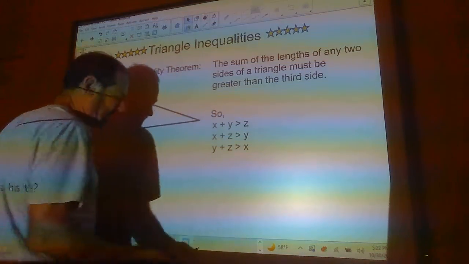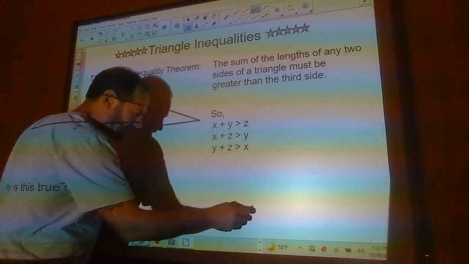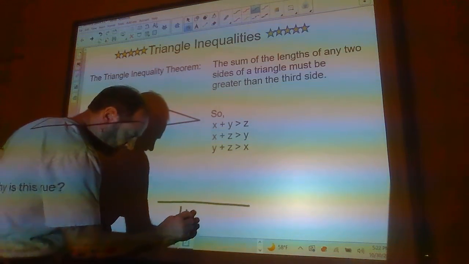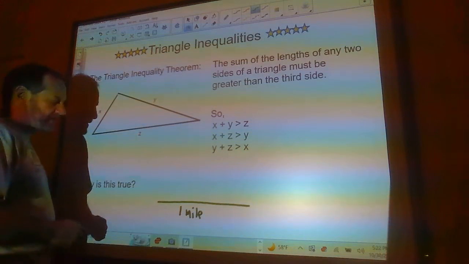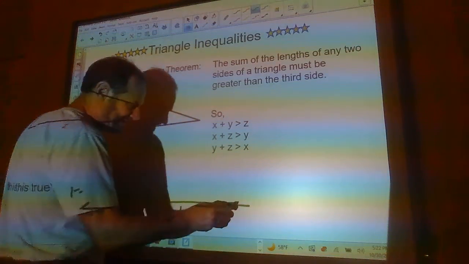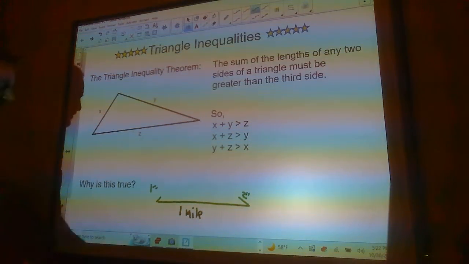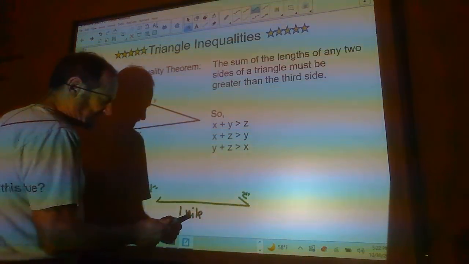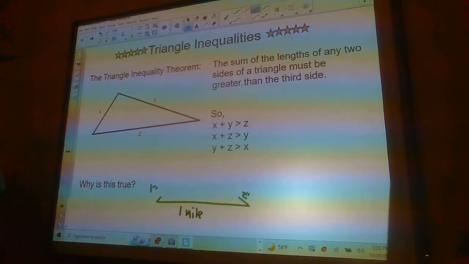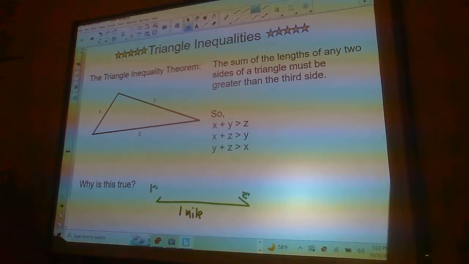Well, if you think about it, let's say that I had a triangle that had a side that was 1 mile long, and I had another side that was 1 inch long and another side that was 2 inches long. So this plus this is less than that. Could you make a triangle out of that? And the answer is, of course you couldn't. There's no way that this plus this would reach far enough to make that. It must be true.